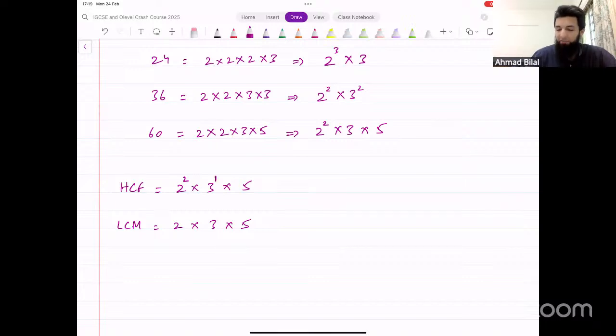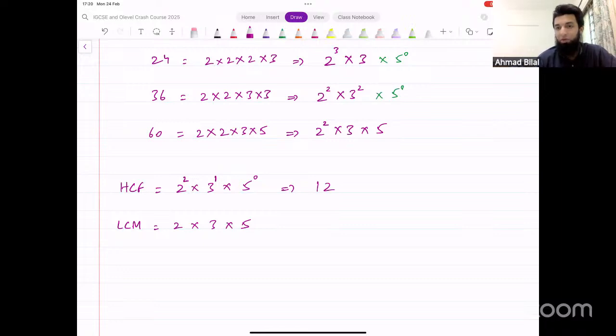And then for 5, what about 5? What's the smallest power of 5? Any idea? This is 5 power 1. The other two do not have any 5. If they don't have any 5, we can think of that as they have 5 power 0. They don't have anything, right? So they have power 0 basically. So 0 is the smaller power. In HCF, we don't have any 5. So that's 5 power 0. You can just ignore this as well. And that gives you 2 squared times 3. That's 4 times 3. That's 12. The HCF is 12.